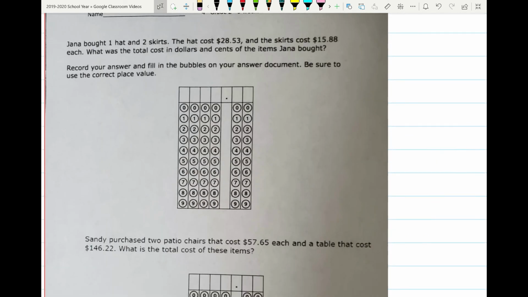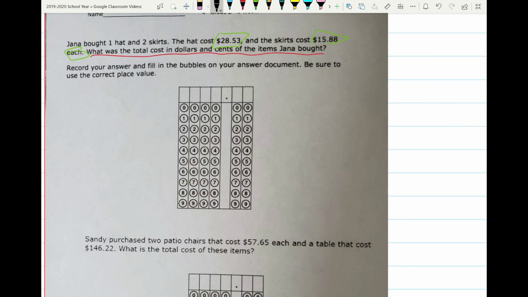Okay, with this one, let's read it together. Jan bought 1 hat and 2 skirts. The hat cost $28.53, and the skirts cost $15.88 each. That was very important, the each. And the hat. What is the total cost in dollars and cents of the items Jan bought?